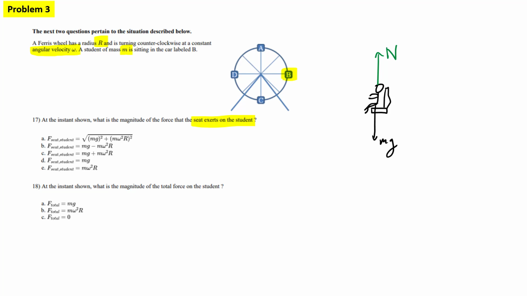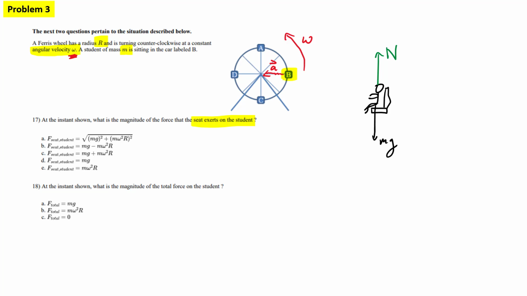Now guess what? This problem says he's spinning at omega. If he's spinning at omega, guess what? It means he has some velocity over here. It also means he's going around in a circle at constant speed. Therefore, we know his acceleration must be toward the center of the circle. That means we need another force acting on him.